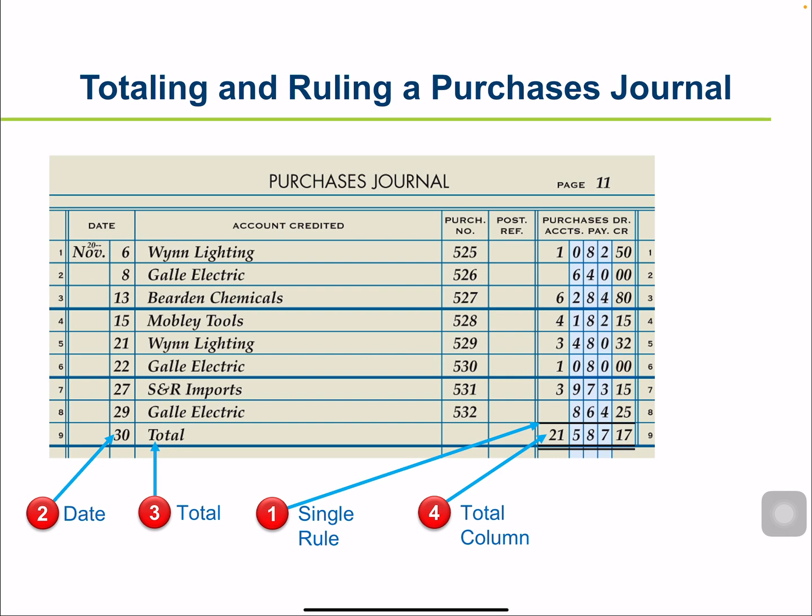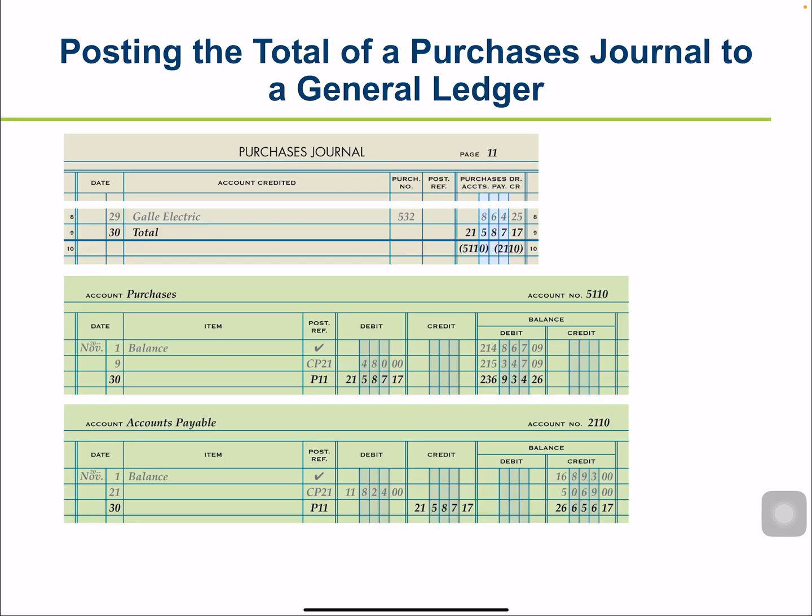And one way you can verify it is to add it twice, once from the top down and once from the bottom up. Notice that you will have cents now, so it leads to a few more errors. You'll write the total directly below the line, and then you will double rule, and that is totaling up your columns. After that, you will be posting the totals to your general ledger.